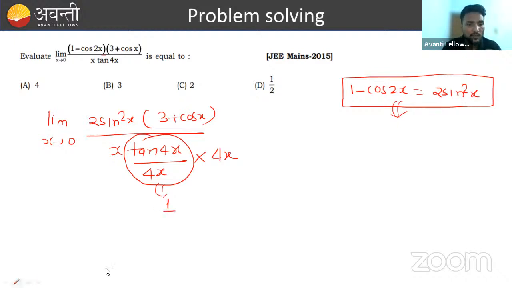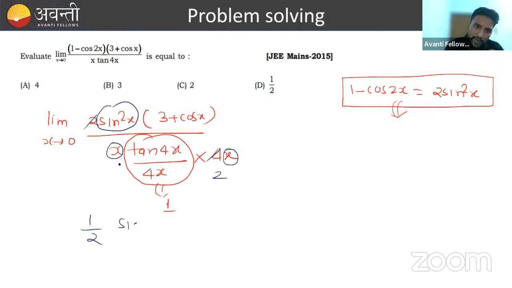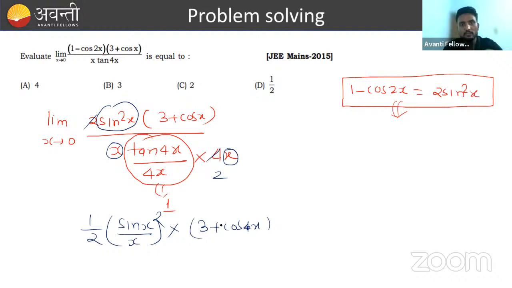Okay. Now, there is this sin square x, and this is x, and this is x. So this 2 cancels out, we can do. This is 1 by 2, and then you have sin x, and here it is x square. I can write (sin x by x) whole square, and this is 3 plus cos 4x. Why write 3 plus cos x, right? Why am I writing this? Because now again I can write sin x by x as 1.